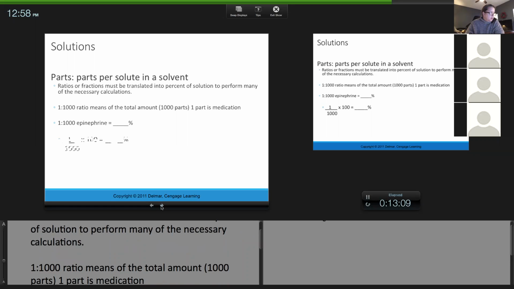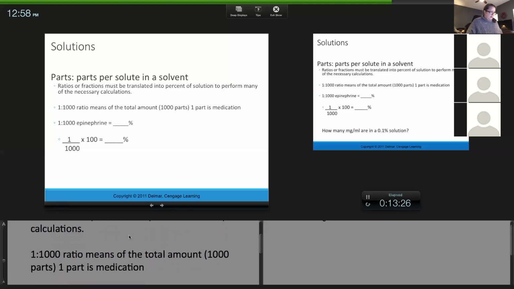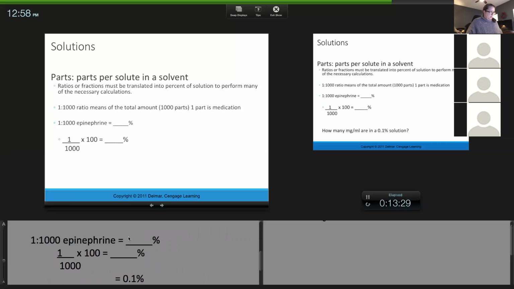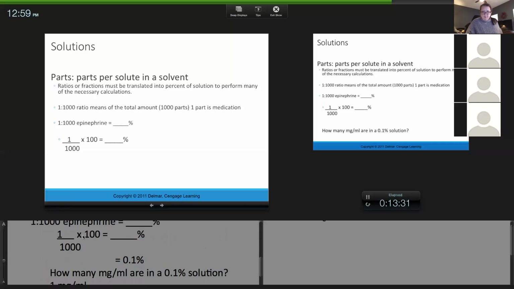What we need to do is say, what percent is that? You take the part and divide it by the volume, 1 divided by 1,000. You're going to move that decimal point 1, 2, 3. 1 divided by 1,000 times 100 would give you a 0.1% concentration of epinephrine.